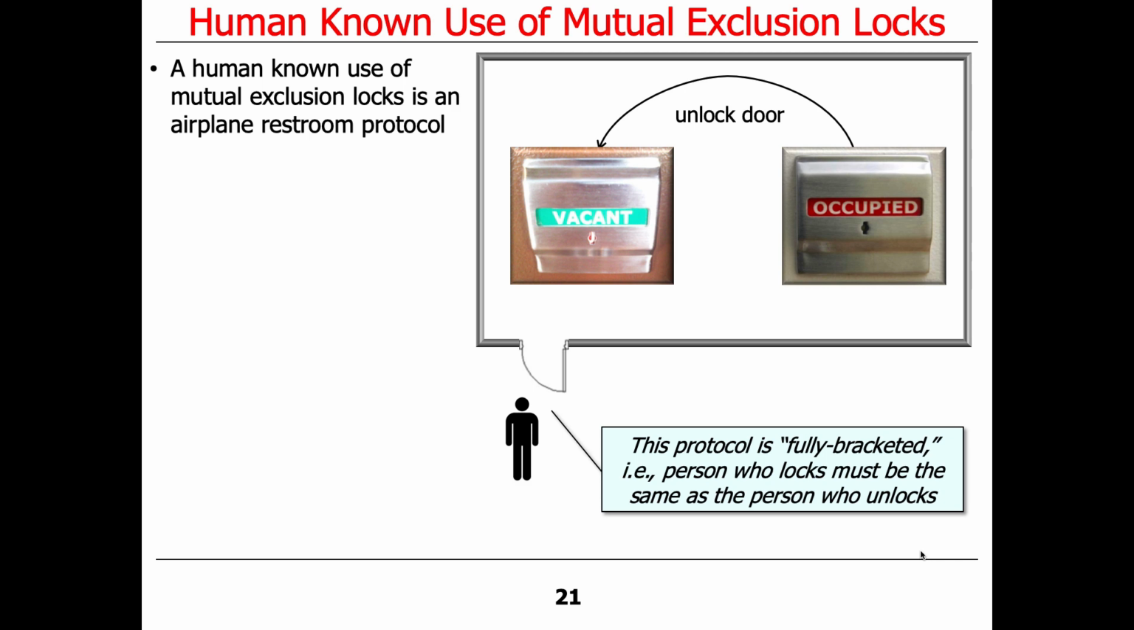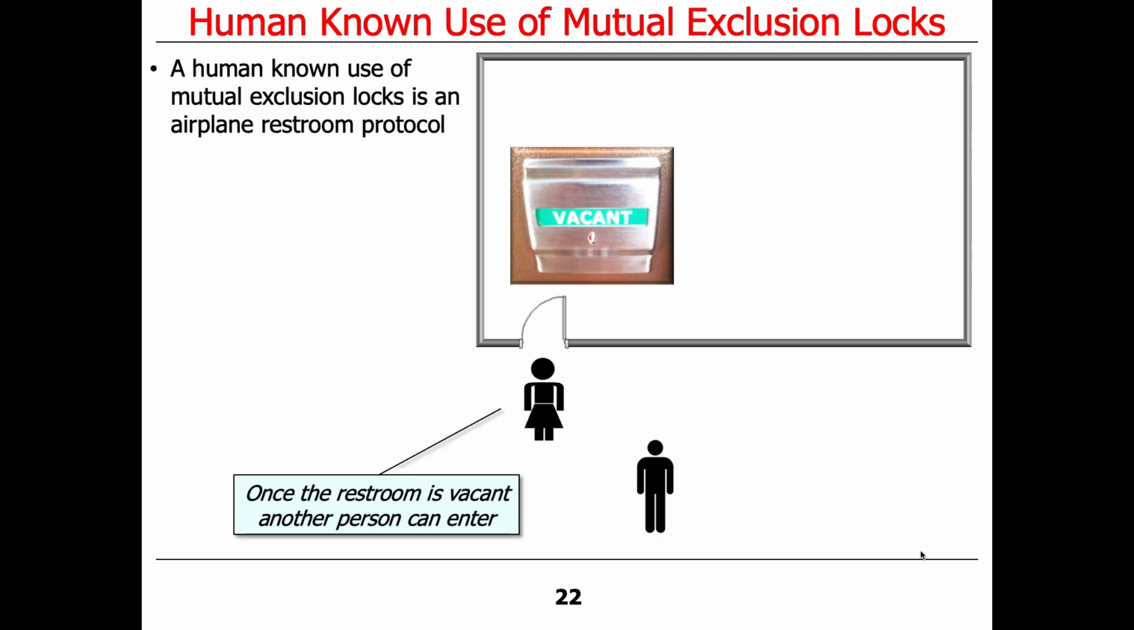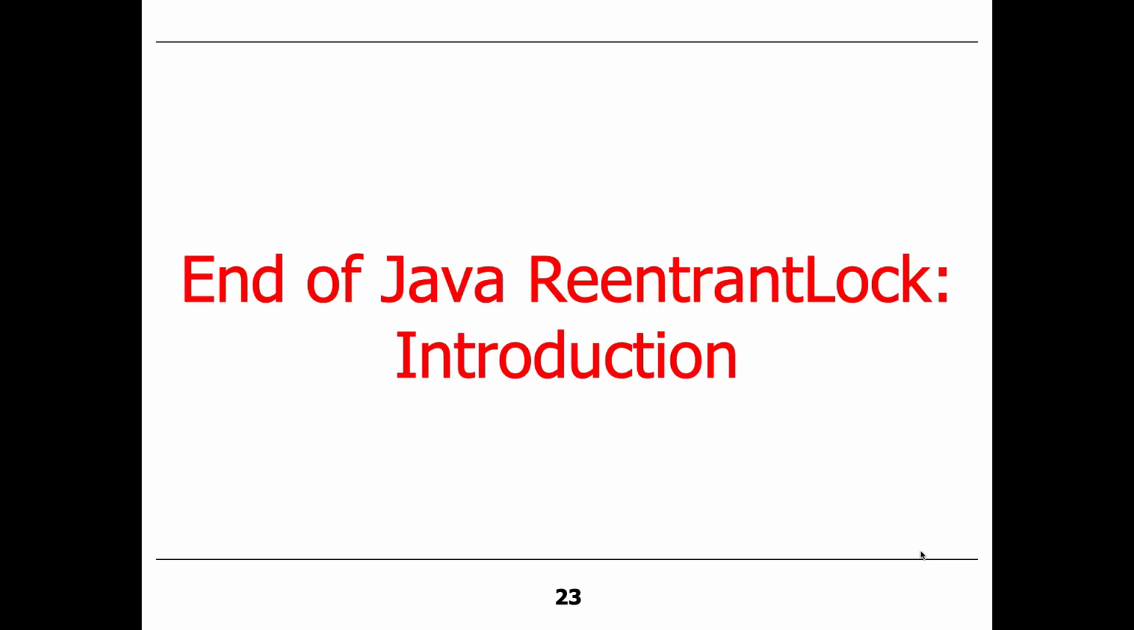And this protocol is fully bracketed. If you recall our discussions about semaphores, we said that some uses of semaphores are fully bracketed, some are not. All uses of mutexes have to be fully bracketed. The thread or the person that acquires them must be the one to release them. And then at that point, someone else can go in. Is it the next person in line? Is it the crying baby? It all depends on various things. But the point is that only one thing is in there at a time. So that's the end of our overview of ReentrantLock.